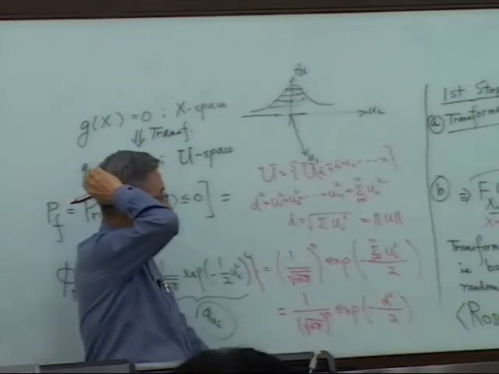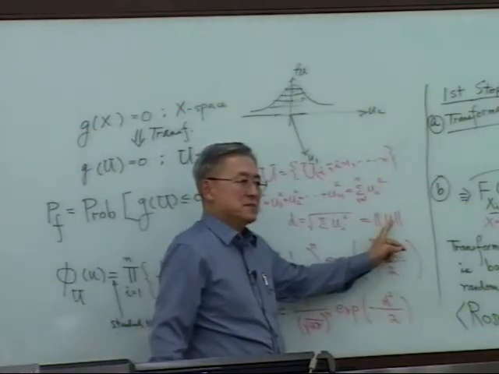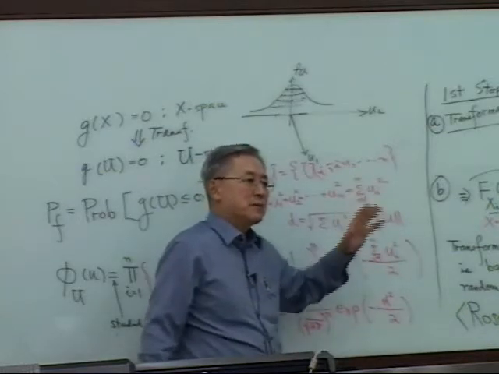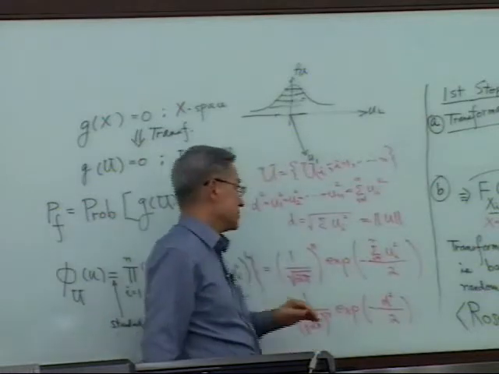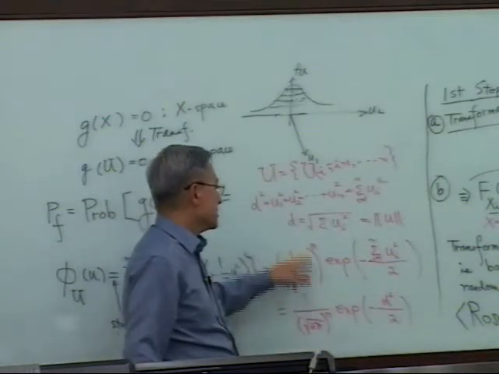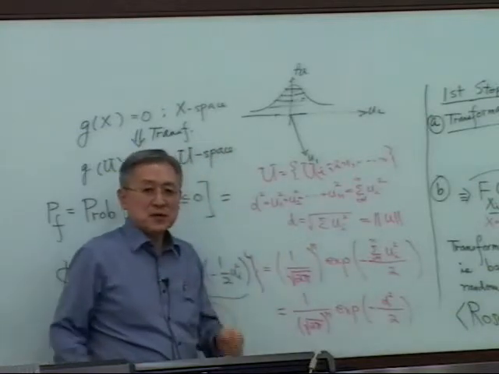Okay? So this is really the norm. You will see better meaning as we proceed through the lectures here. And this d is equal to summation of ui.